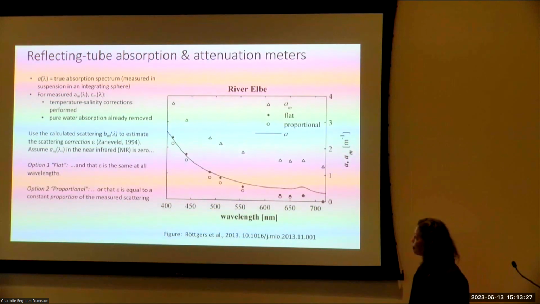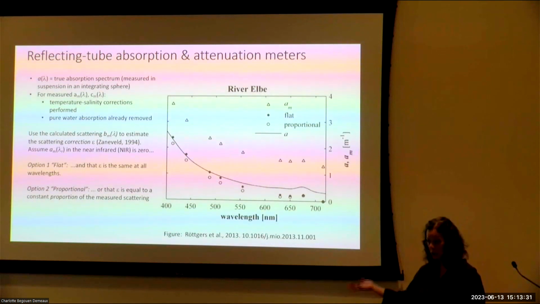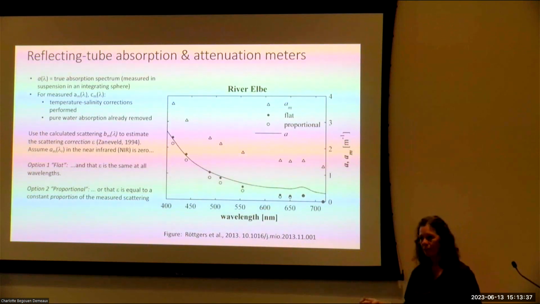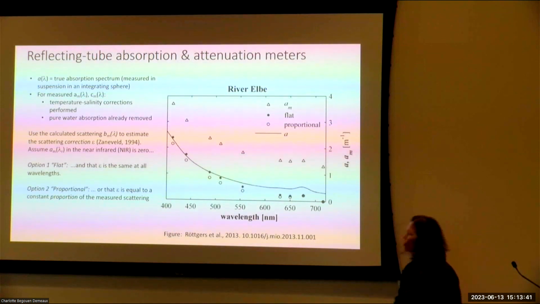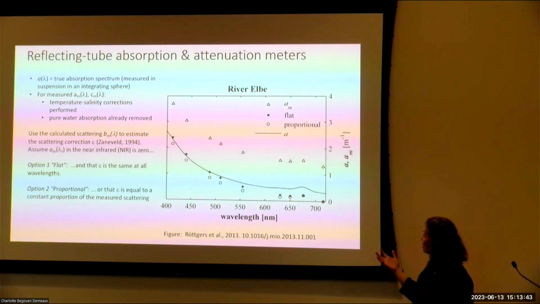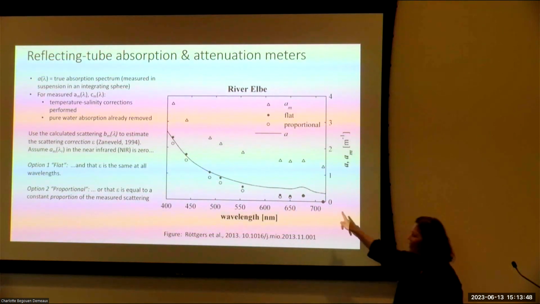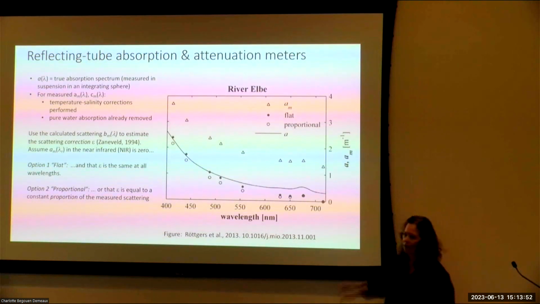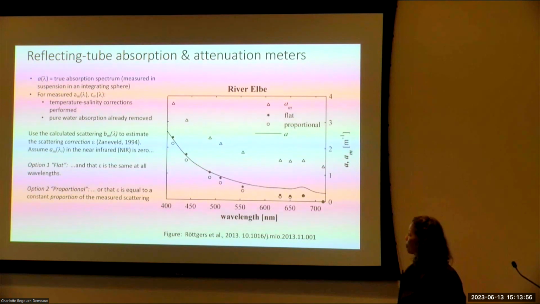Option 2 is to assume, again, that absorption in the near infrared is 0, but that the epsilon is equal to a constant proportion of the measured scattering. So this allows that epsilon to vary spectrally. If you calculate that, then you end up getting the open circles, right? In this case, it actually didn't work as well, partly because of this near infrared offset and also because of the scattering properties of particles.